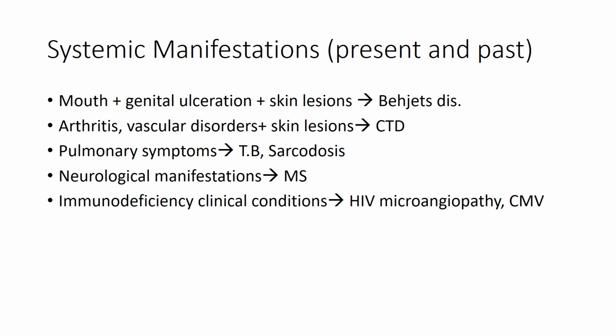The next step in diagnosing the etiology of retinal vasculitis is systemic manifestations, present and past. For example, mouth and genital ulcerations are criteria of Behçet disease. Arthritis, vascular disorders, and skin lesions are criteria of connective tissue disorders. Pulmonary symptoms may indicate TB or sarcoidosis. Neurological manifestations suggest multiple sclerosis, while immunodeficiency clinical conditions are systemic manifestations of HIV and cytomegaloviral infections.